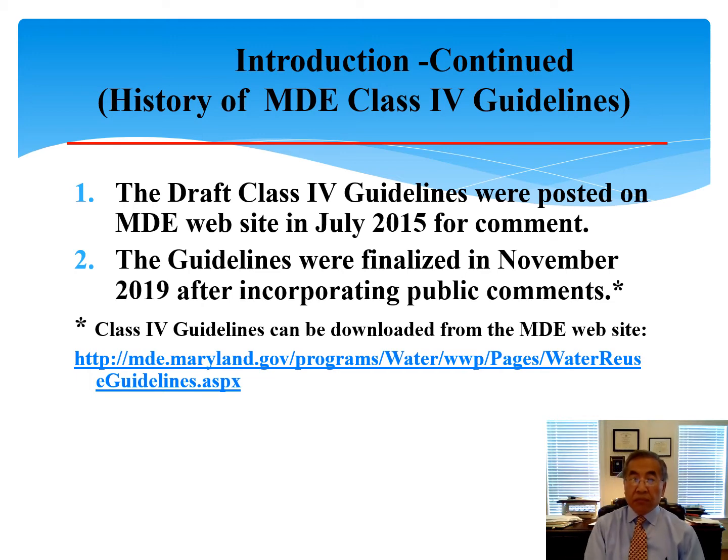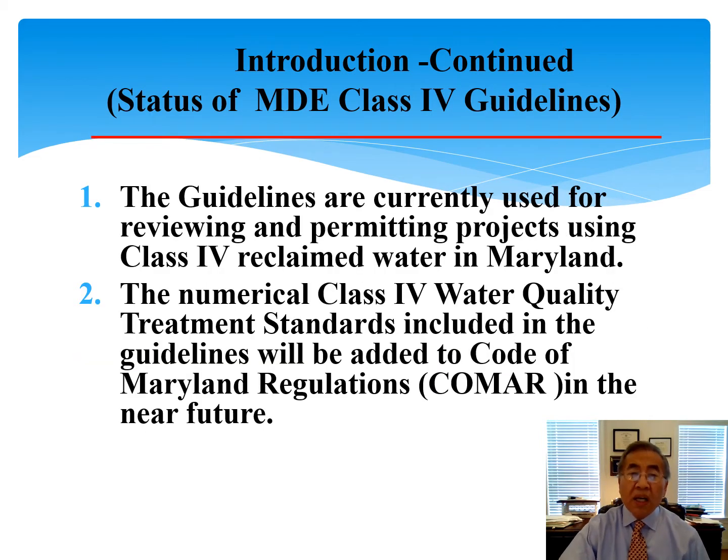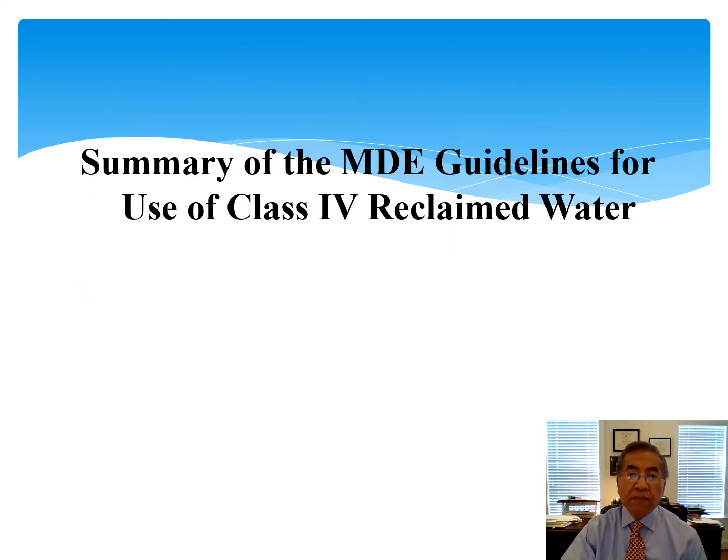The guideline was drafted, finalized in 2015, and posted on the Maryland Department of Environment (MDE) website for review. In 2019, we finalized it, and this guideline can be downloaded from the MDE website. The guidelines are currently used to review and approve projects for water reuse using Class 4 reclaimed water in Maryland. In the future, we will incorporate this guideline into a Maryland regulation.